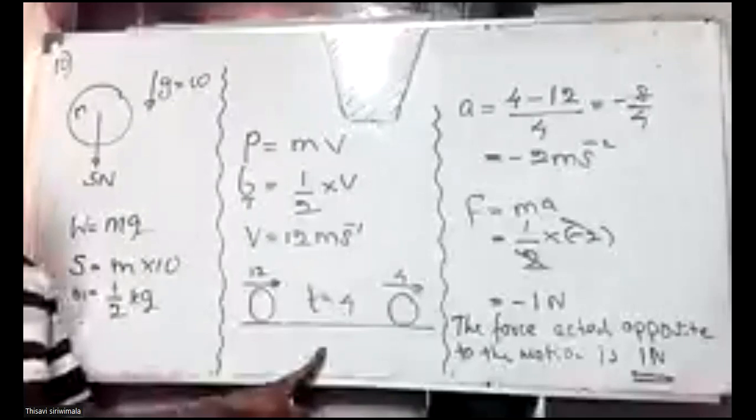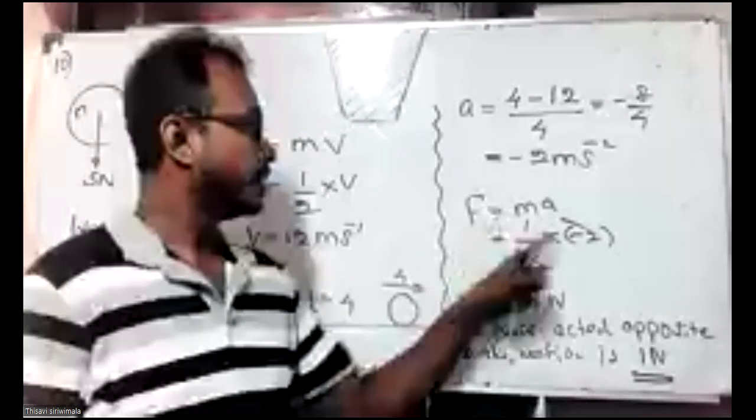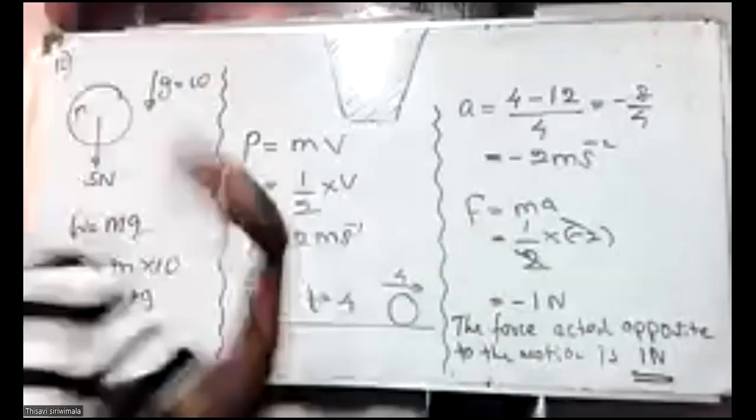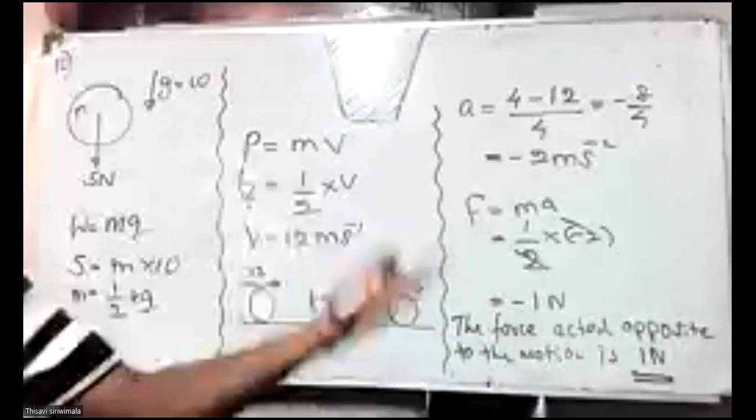Okay. Then I apply the values to F equals ma. F equals ma, mass half kilogram, acceleration minus 2. When you simplify, you get the answer minus 1 Newton. That is opposite to the motion. If it is the deceleration, the force is opposite to the motion.